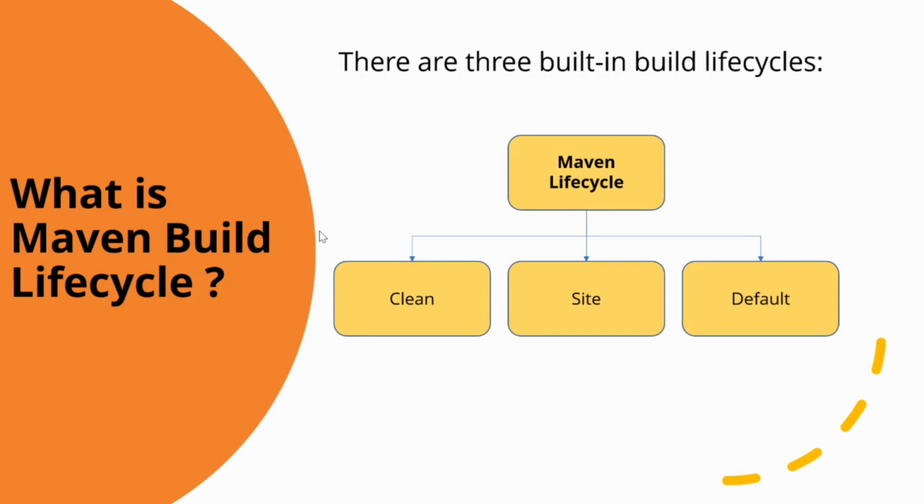Another one is, what is Maven build lifecycle? Maven lifecycle is a collection of steps that are to be followed to build a project. There are 3 built-in build lifecycles: clean, site, and default. Clean lifecycle handles the project cleaning. Site lifecycle handles the creation of project sites documentation. And default lifecycle handles your project deployment.